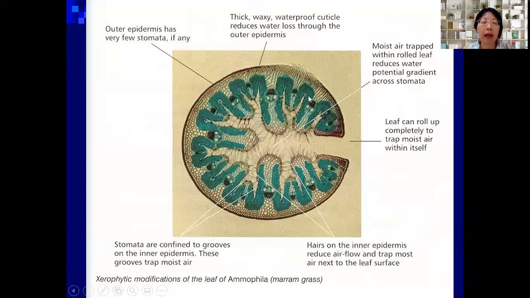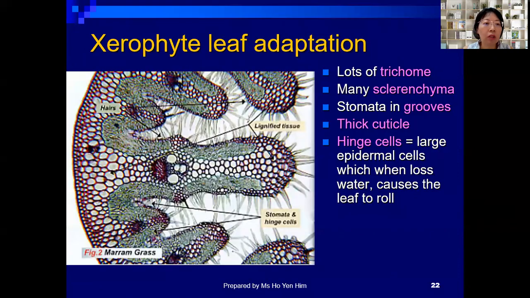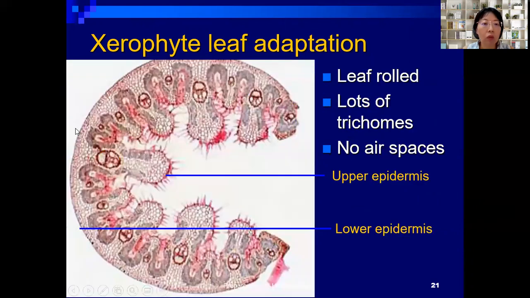Now, this is a diagram that I obtained from the old textbook, which describes all the structural features of adaptation of the marram grass to reduce water loss. There's one more thing that I didn't mention, which is the cuticle. Can you see the cuticle here, which is a very dark, thick line? So it has a very thick cuticle to reduce water loss. Here, can you see this outer region? This outer region is actually the cuticle, thick and wavy, to reduce water loss.